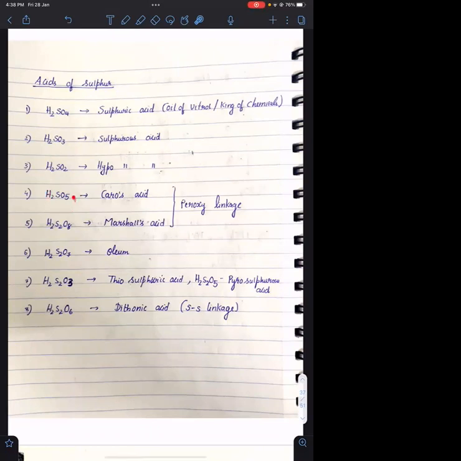Then you have H2SO5, which is called Caro's acid. H2S2O8, which is called Marshall's acid. Both of these acids have peroxy linkage. Okay, you have peroxy linkage. Peroxy linkage matlab you will be having an oxygen-oxygen bond. This is called peroxy linkage. Then you have H2S2O7, also called oleum.